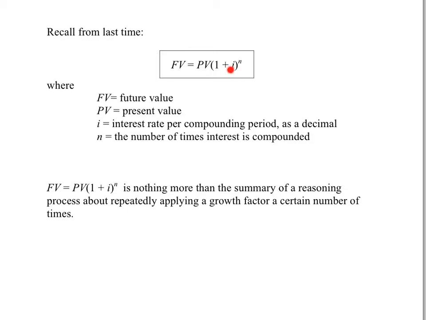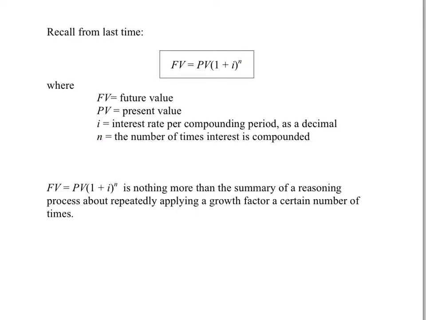I, the interest rate, is not necessarily the annual interest rate. It could be the monthly interest rate, or it could be the weekly interest rate. We saw that there is such a thing as more frequent compounding. So we adjust the given annual interest rate. It's typically given to us as an annual rate. We adjust it to make it the interest rate per compounding period, and of course in decimal form. And however many compounding periods there are, that's n.